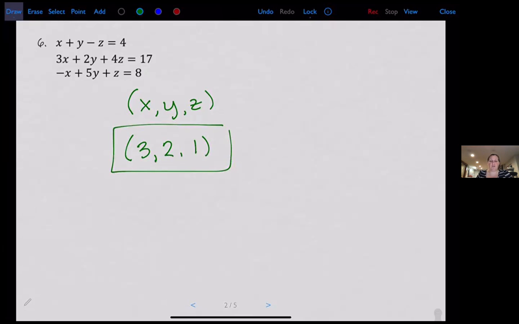So that's how you can solve it with your calculator without using matrices and all that other stuff that the calculator can do. There's multiple ways to solve a 3-variable system on the calculator. This is the fastest and easiest.